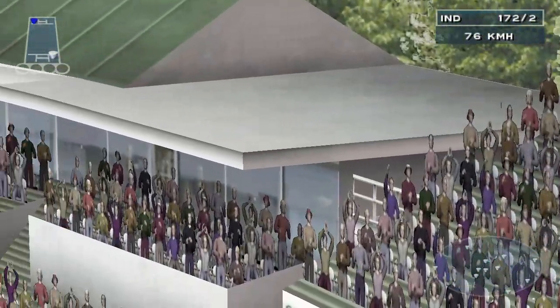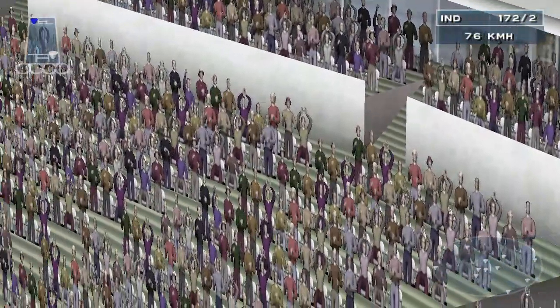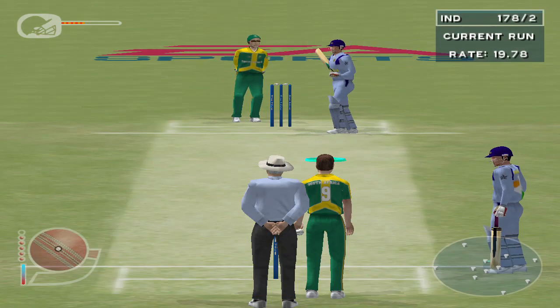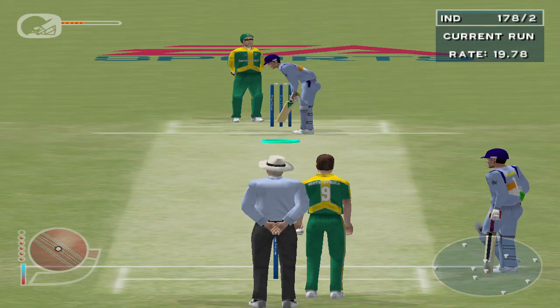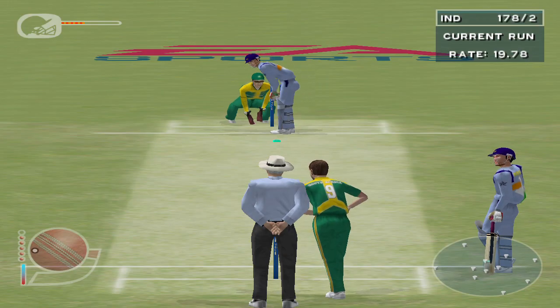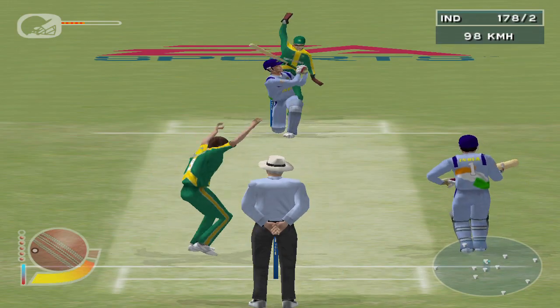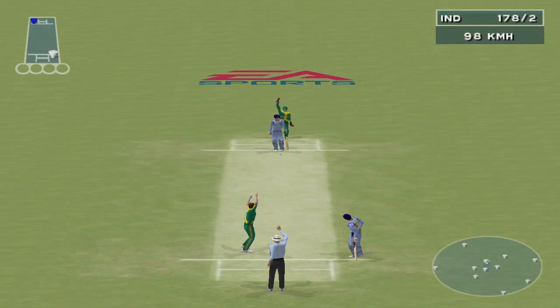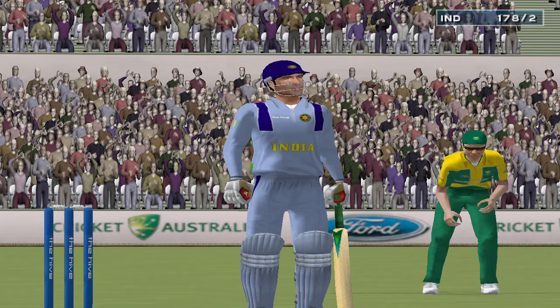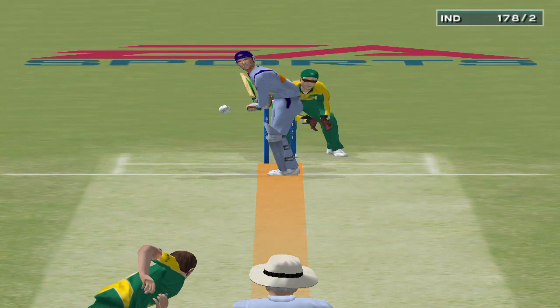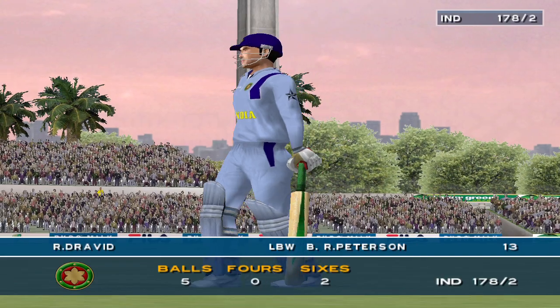That's over the rope. 6 runs off Peterson. India move on to 178. His straight driving is perfect at times. Oh, big shout for that one. He's out. A tough decision by the umpire, but he seemed certain. Peterson gets his first wicket. Let's see the action replay of that.